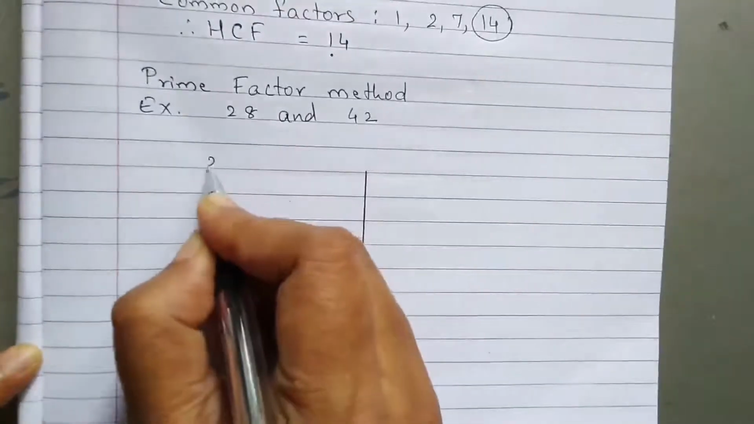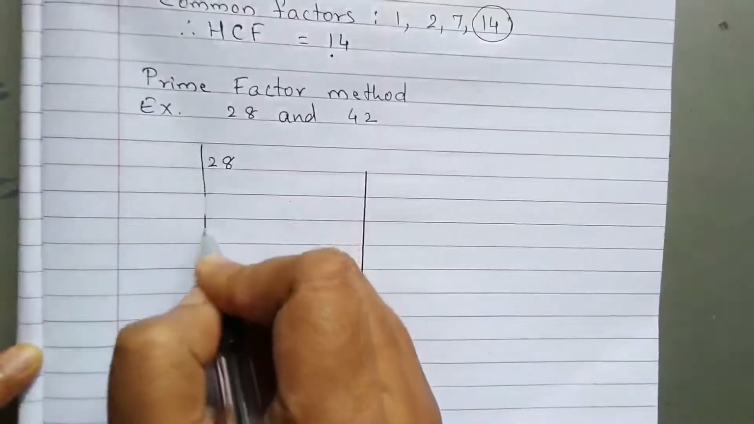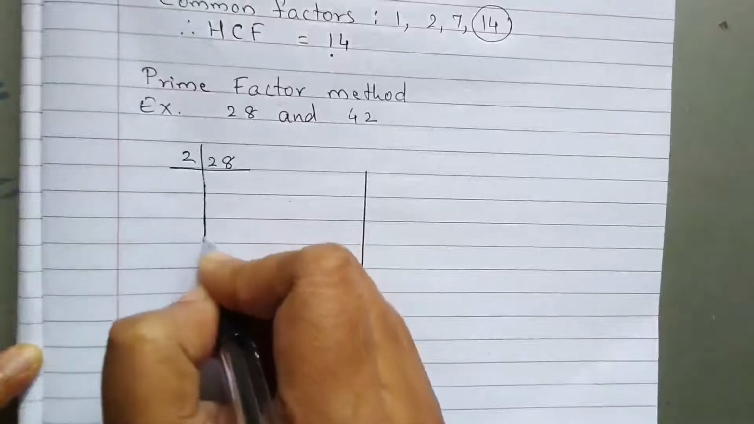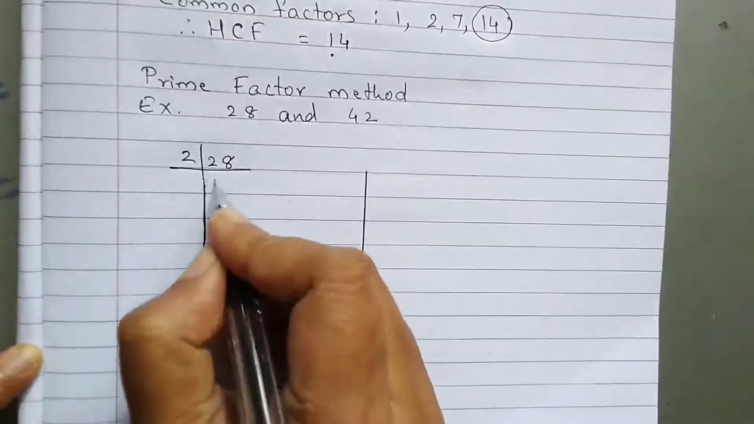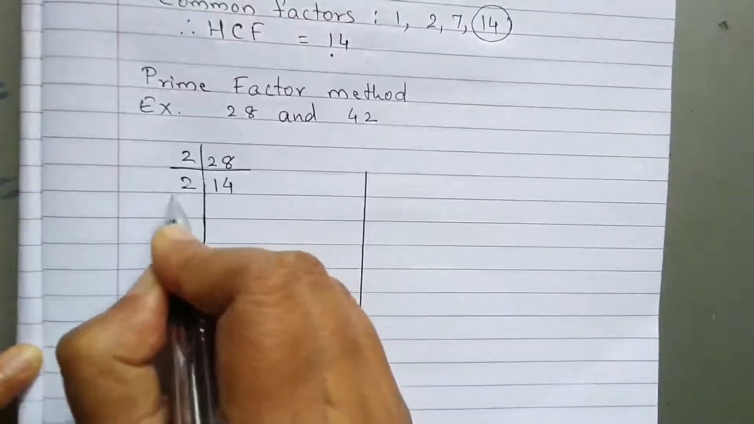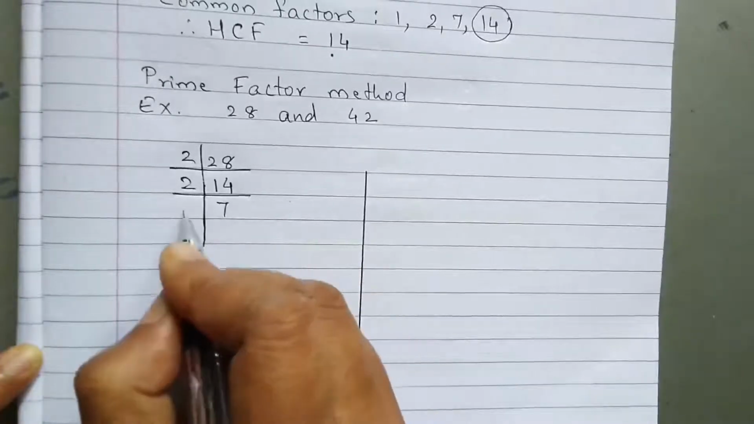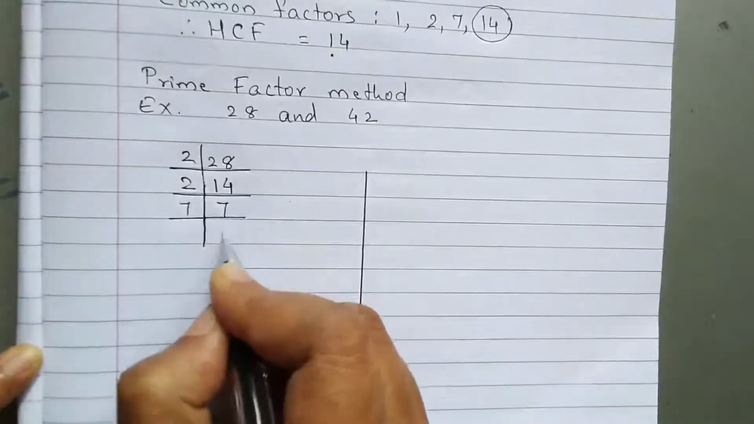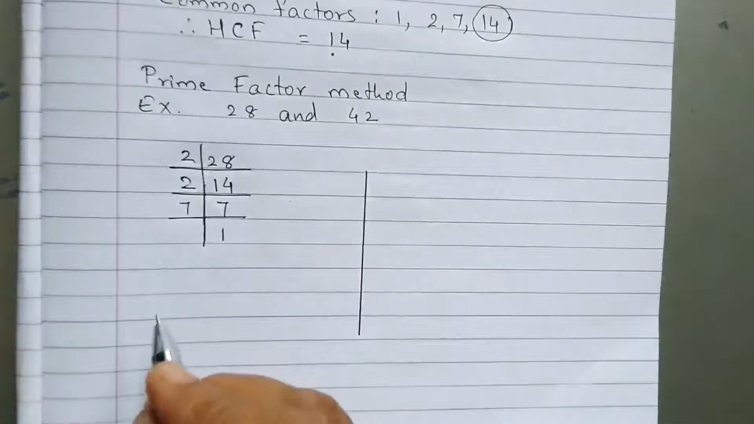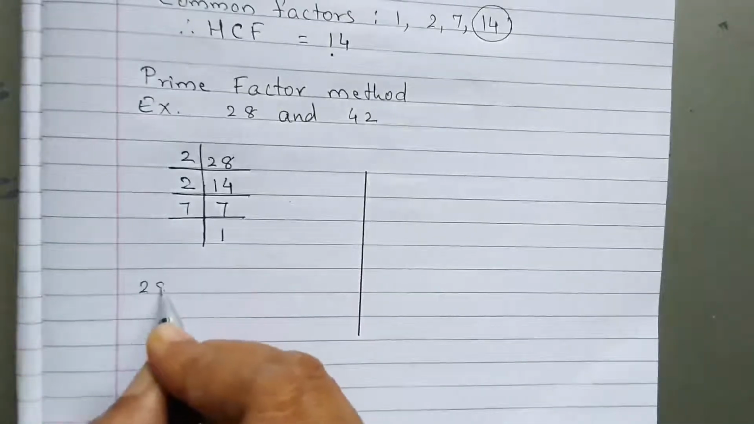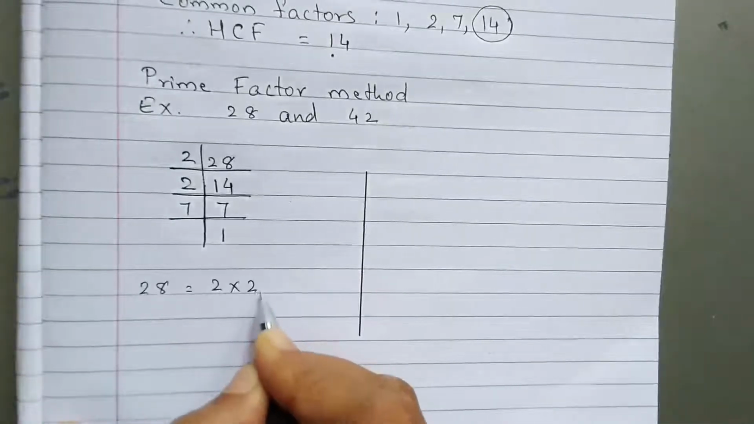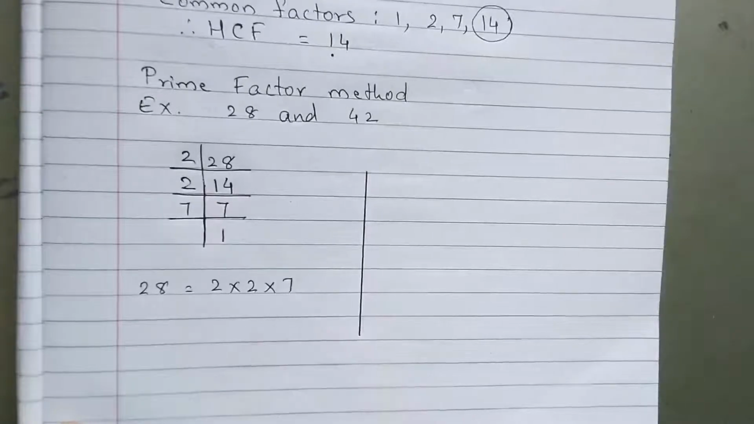First we will write the prime factors of 28. It is divisible by 2, so you get 14. Again it's divisible by 2, 2 sevens are 14. 7 is a prime number, so 7 one time. So 28 you can write as 2 multiplied by 2 multiplied by 7.